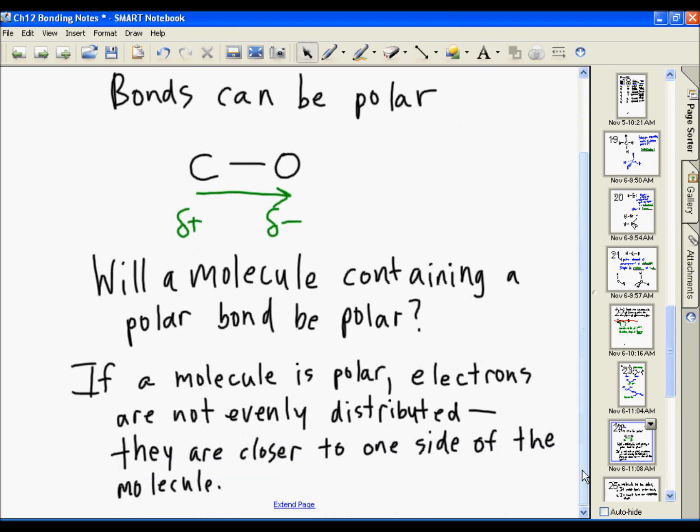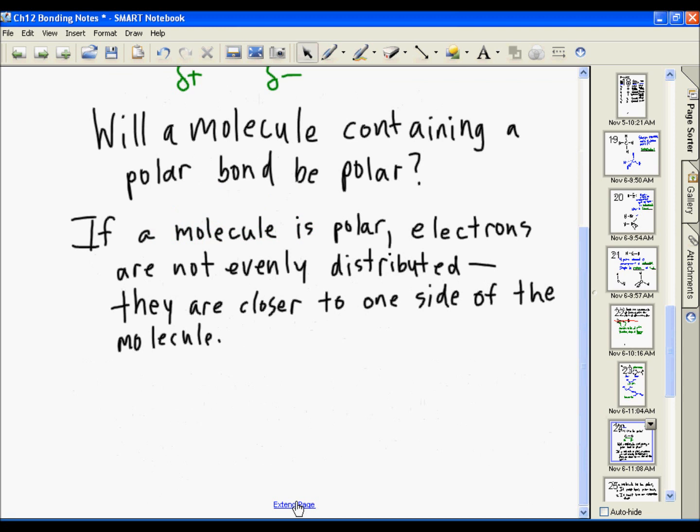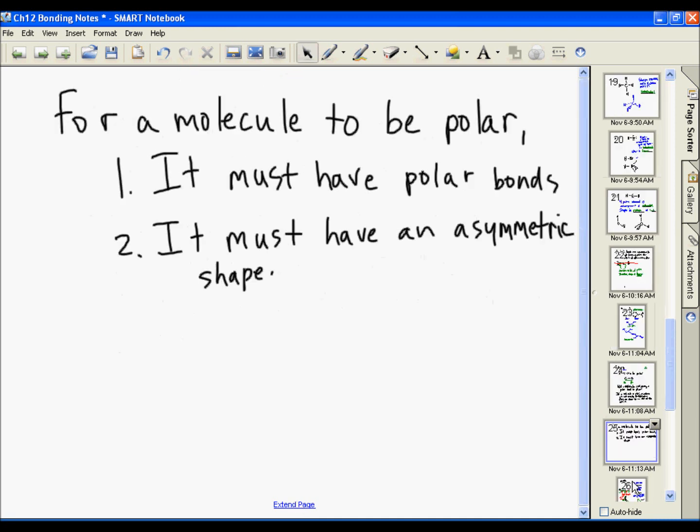Not all molecules containing a polar bond are polar. But if a molecule is polar, what that will mean is that the electrons aren't evenly distributed. They're closer to one side of the molecule. So what makes a molecule polar? There are two things you need for a molecule to be polar. It has to have polar bonds, and it has to have an asymmetric shape.